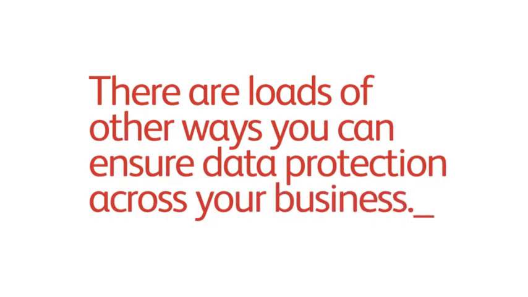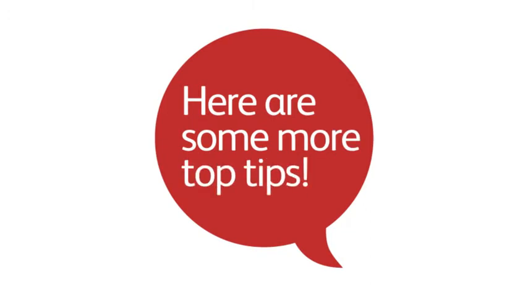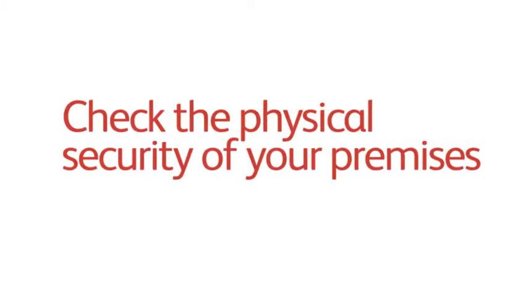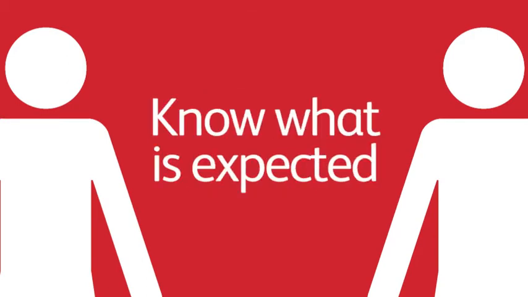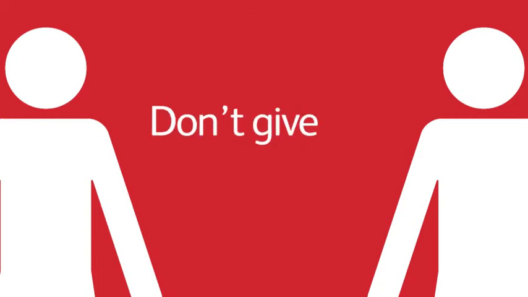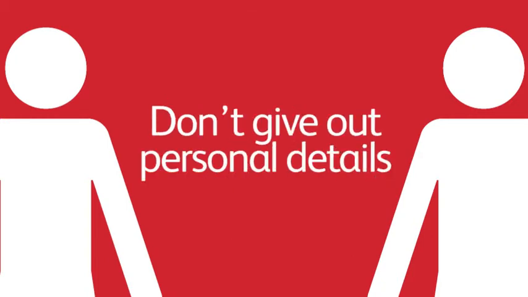And in general, there are loads of other ways you can ensure data protection across your business. Here are some more top tips. Shred all your confidential paper waste. Check the physical security of your premises. And train your staff so they know what is expected of them: to be wary of people who may try to trick them into giving out personal details, and make them aware that they can be prosecuted if they give out personal details without permission.